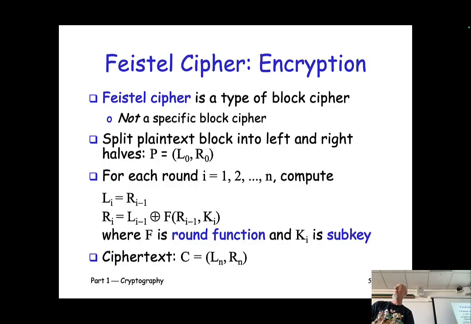Wait, so what does it mean for each round? Like what dictates how many rounds there are? There are n rounds in this case, so that's a parameter. When you're designing this, you decide how many rounds you want, you decide how big a block you want, you decide what that function is, and then you plug it into this technique. Okay?